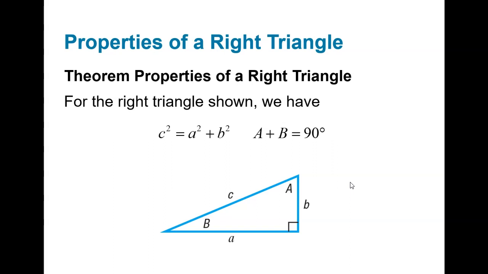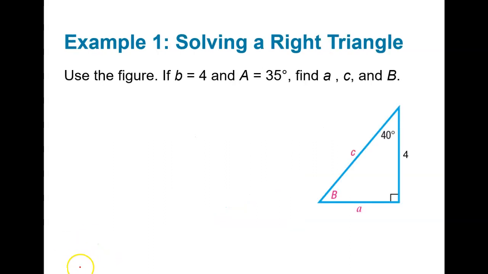Therefore, because it's a right triangle, the two acute angles will always be complementary, meaning that they add to 90 degrees. Right, there is an error here on this slide. That's supposed to be 35 degrees. I don't know why it says 40. So that should say 35 degrees.